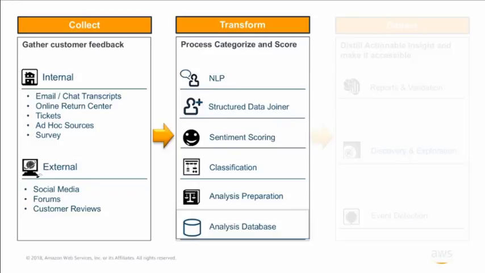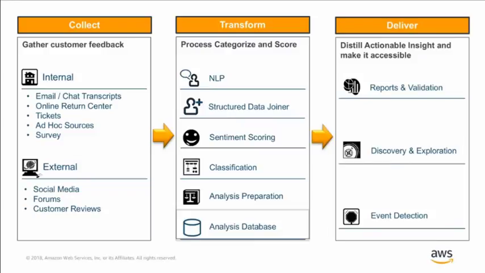Possibly, let's say you have a CRM system in-house, you may want to join the customer's data with the customer ID that you have in your CRM system and merge these things or do a join. You could run classification algorithms to identify what kinds of products they are talking about. And finally, you insert all the processed data into a data store or database.